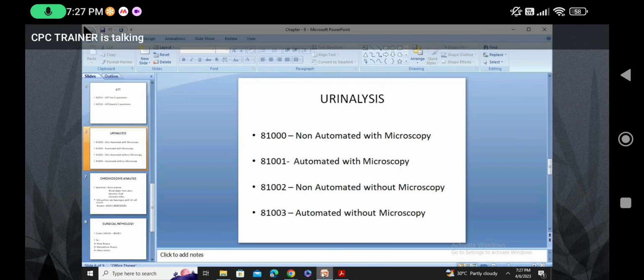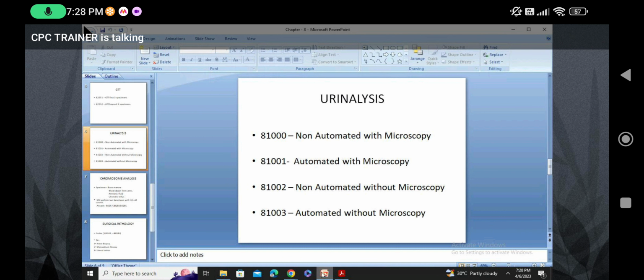Okay, guys. So the topic is urine analysis. We have two different types. Actually, urine analysis is a common service, guys. If you have any fever or any problem, the provider has to collect the urine sample, right?